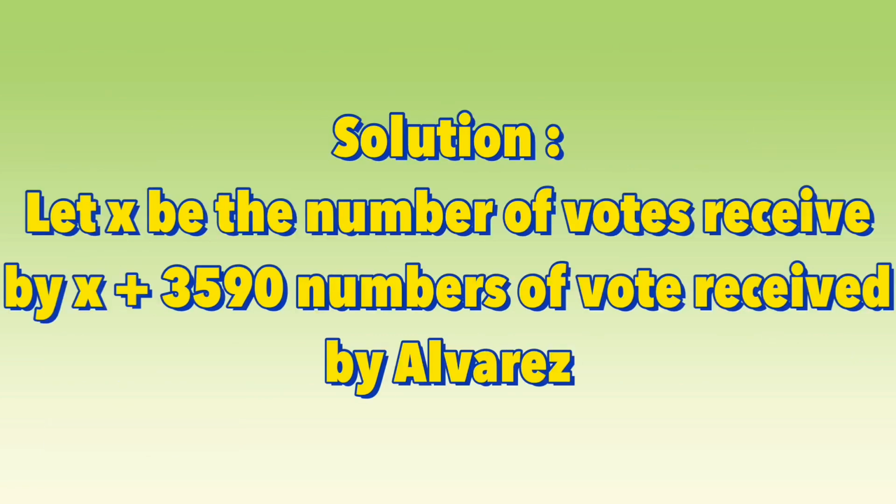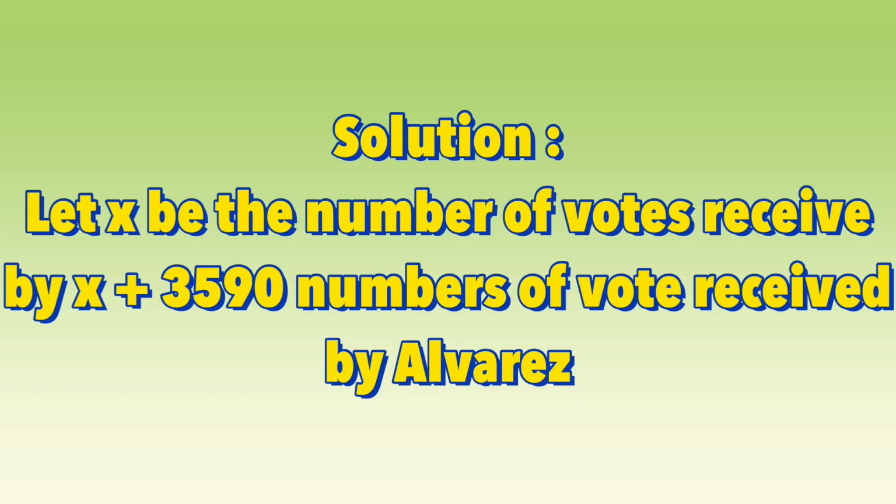So for our solution, we're going to use a representation. Let X be the number of votes received by Lee, and the representation for the number of votes received by Alvarez is X plus 3,500, because Romel Alvarez received 3,500 more.